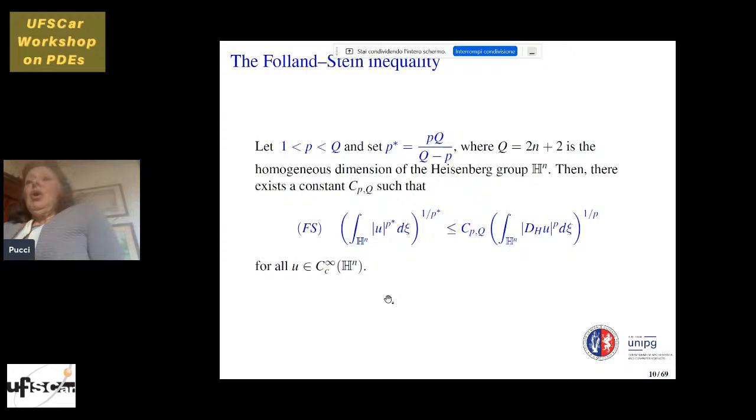This is the Folland-Stein inequality, the main Folland-Stein inequality, and the critical exponent p star is given in terms of the most important dimension connected with the Heisenberg group, that is the homogeneous dimension. And so along a regular function, we have this Folland-Stein inequality, naturally with the best constant.